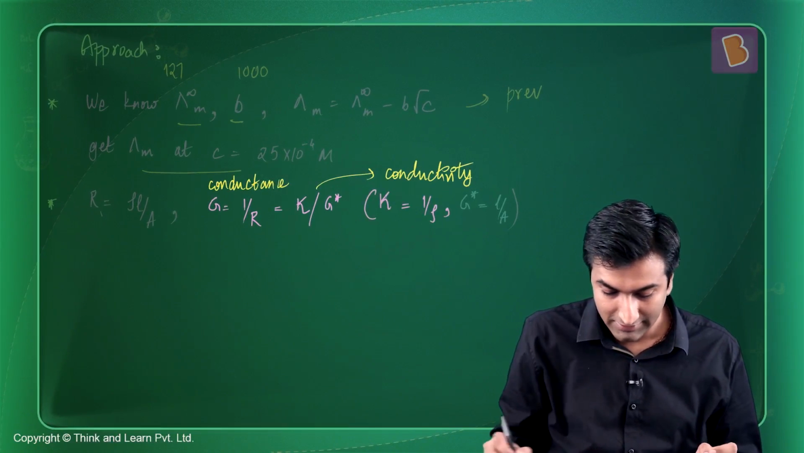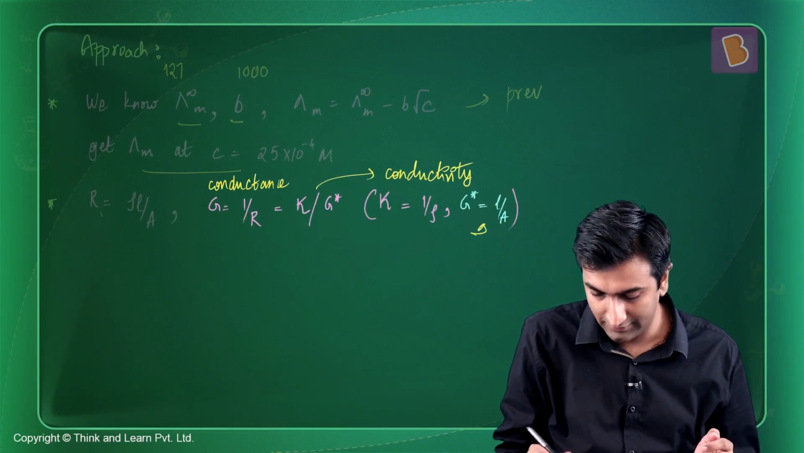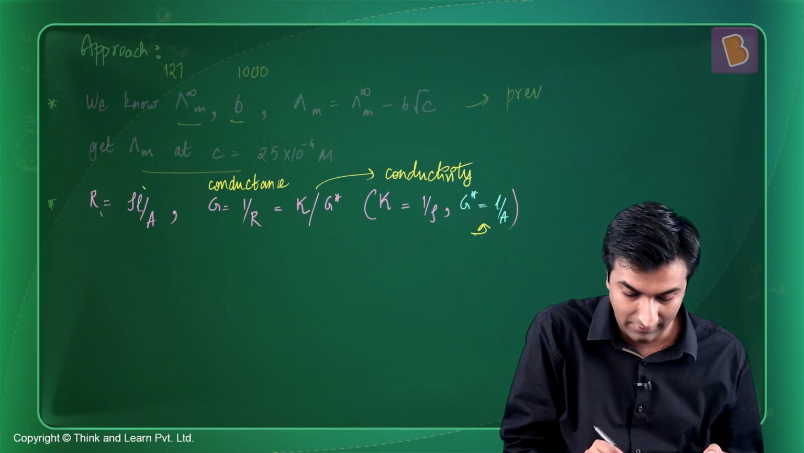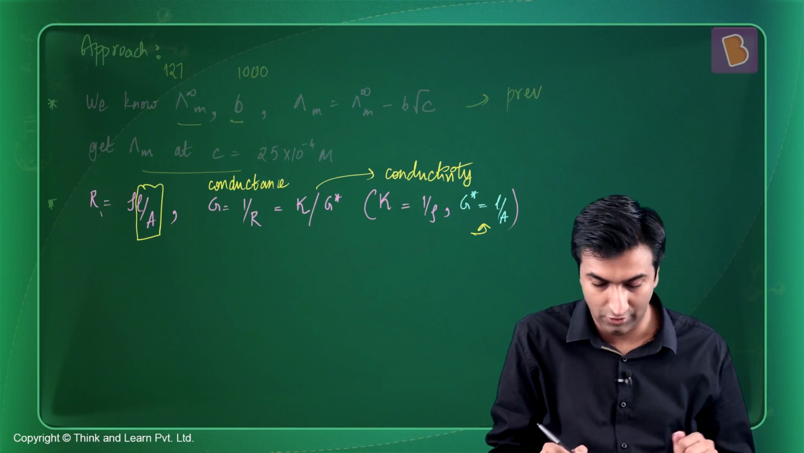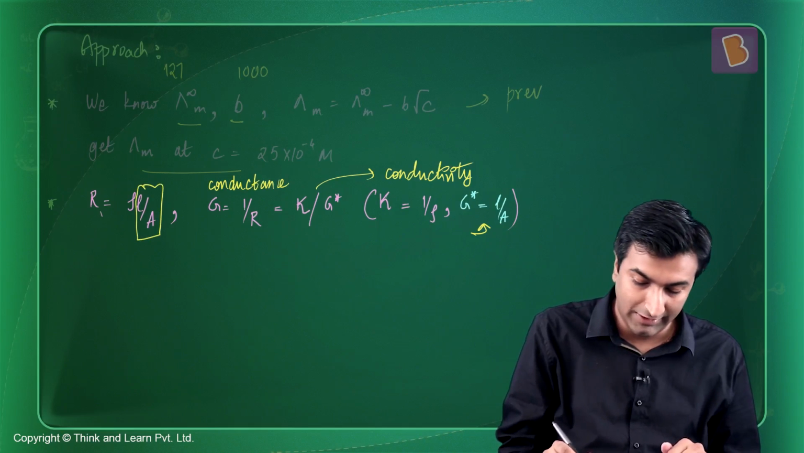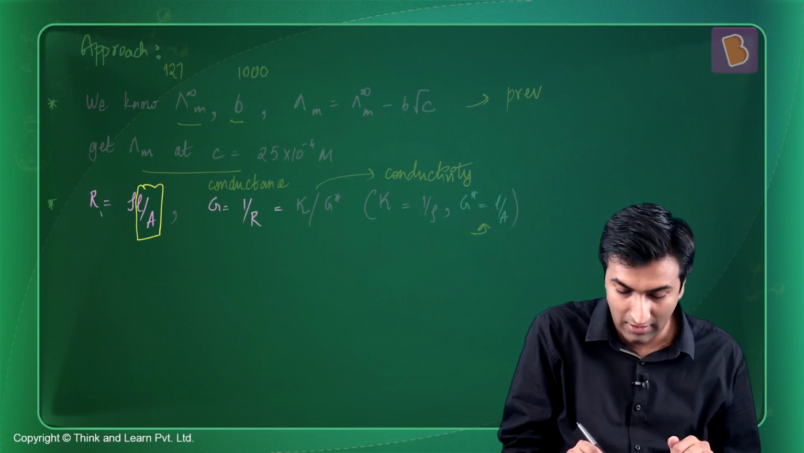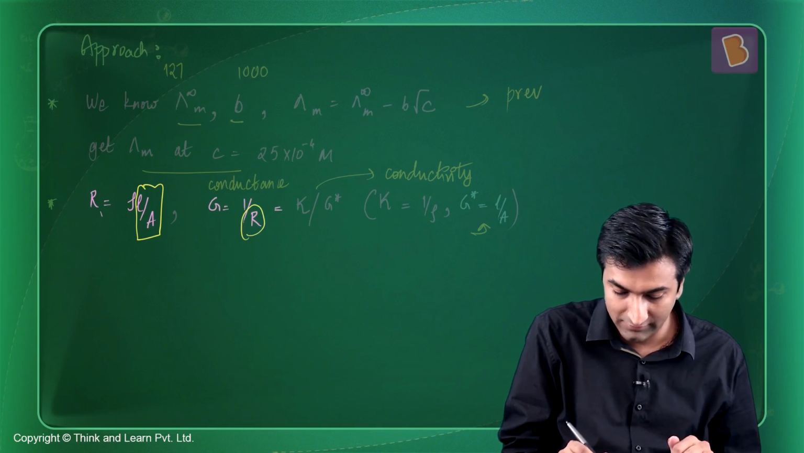Now, this G star over here is simply the cell constant, which is what we need to find. This is L by A. So we need to get conductivity from here. Once we get conductivity, we can substitute in this expression because we know the R value, and if we know this, we can get this.